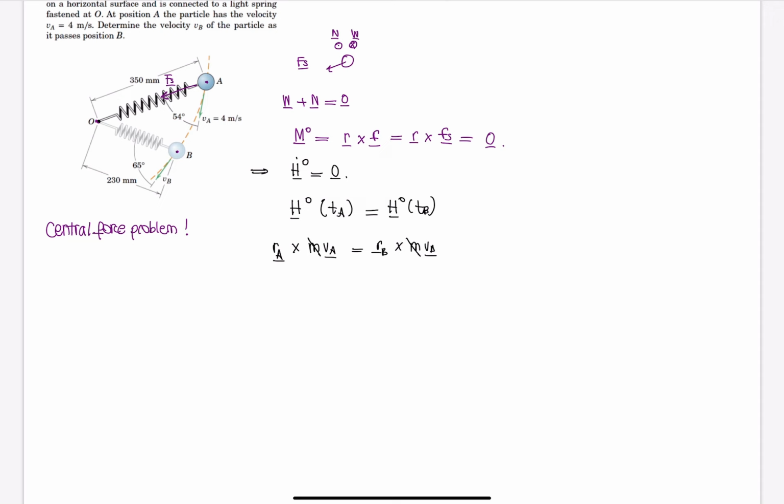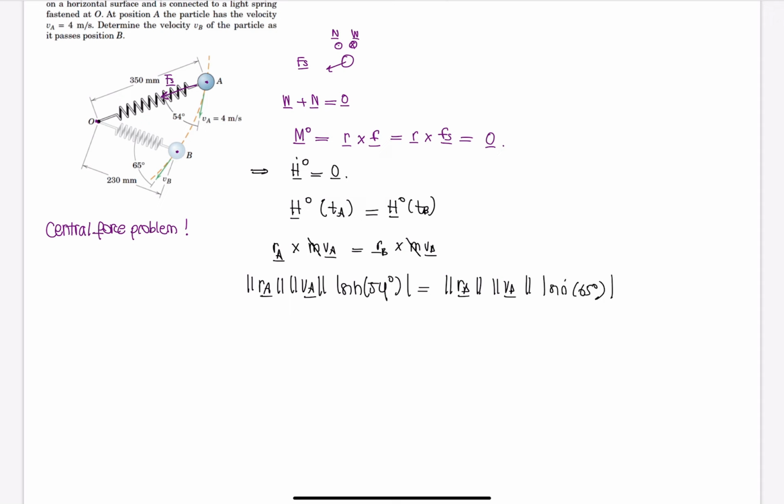What about RA cross VA? Well, I know the magnitude of RA, I know the magnitude of VA, I know the angle they make between the two. So maybe let's just calculate the cross product using the definition of the cross product. That's equal to RA times VA times the absolute value of sine of the angle between them, 54 degrees. On the other side, we would get RB, which we know. Well, VB we do not know, that's what we need to find. And then sine of the angle between the two.